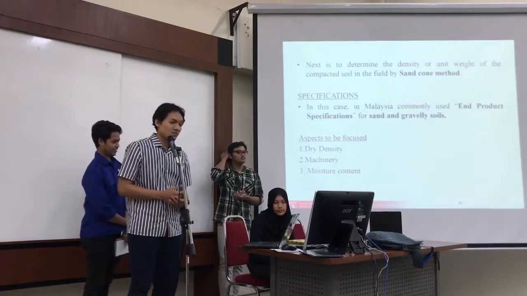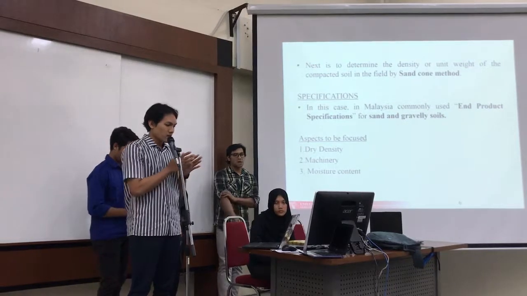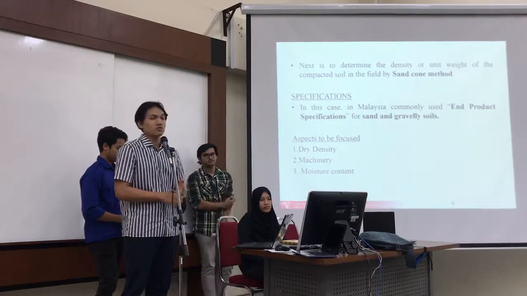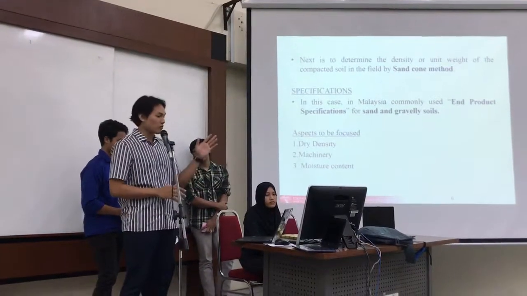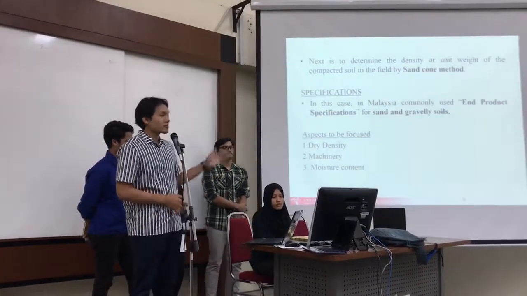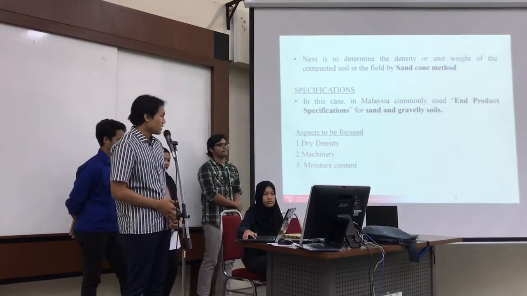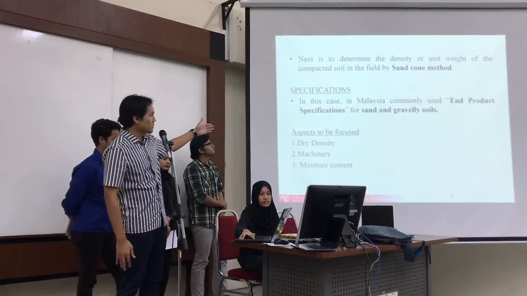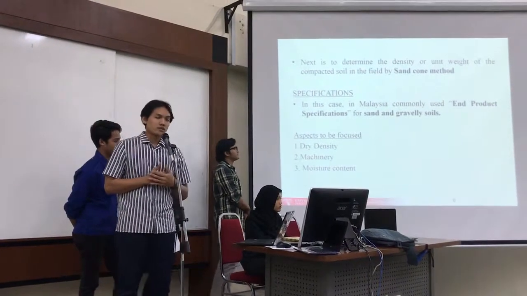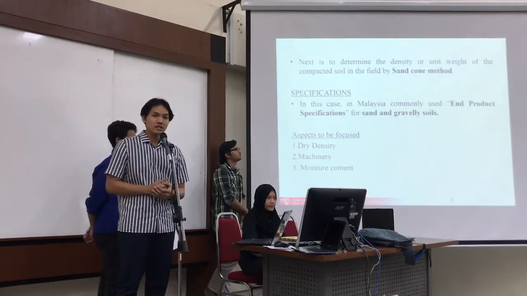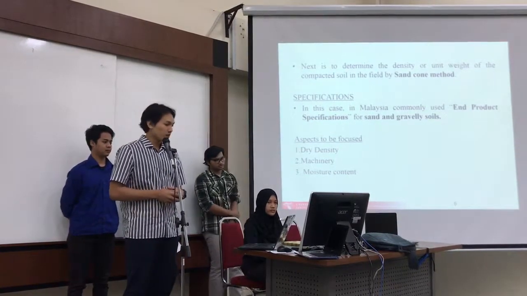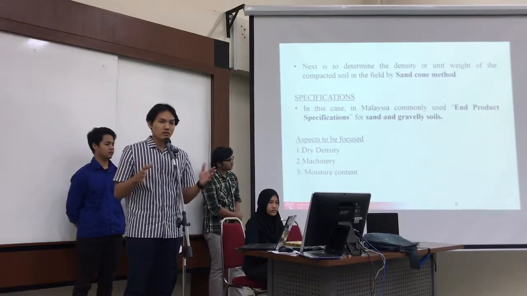This type of specification specifies the achieved dry density ratio, placement moisture content, soaked CBR value or undrained shear strength. Next, there are some aspects that need to be focused on. The first aspect is dry density. The dry density ratio is the ratio of achieved field density to maximum dry density. This is the most common criterion used in many earthwork specifications.